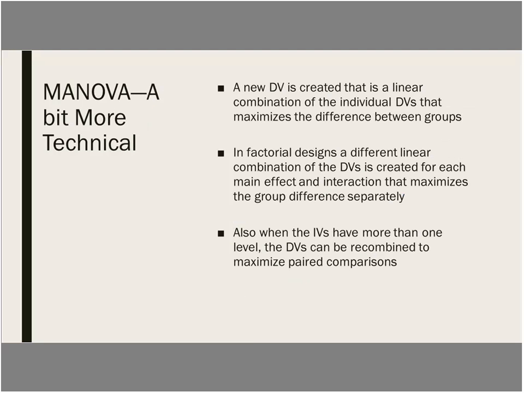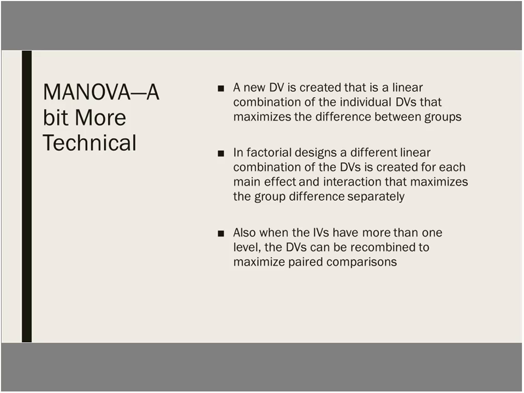So, a little bit of technical note here. In MANOVA, a new dependent variable is created that's a linear combination of the dependent variables, and you do that because you want to look at the differences between the groups. There's another approach known as factorial design, using different linear combinations of these dependent variables, where you want to look at the main effects and the interactions that could affect these different groups.